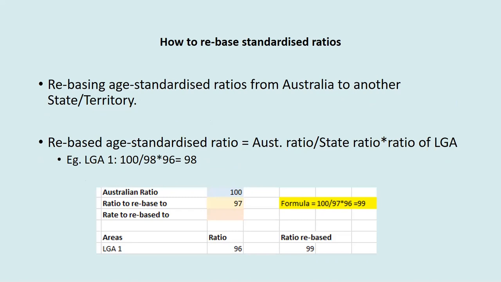Again, we have used local government areas, and in this example, we're looking at LGA 1. The formula used to rebase the ratio is this: the Australian ratio divided by the state ratio multiplied by the ratio of the LGA. So in this instance, we have 100 divided by 97 times 96, which equals 99. So the new ratio rebased on the South Australian ratio is now 99 for LGA 1.